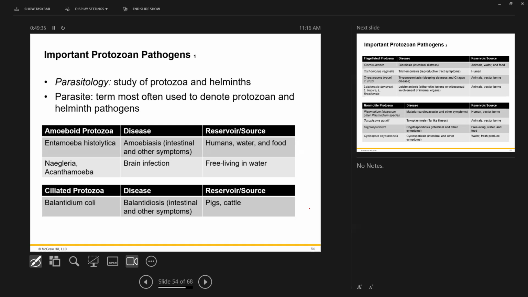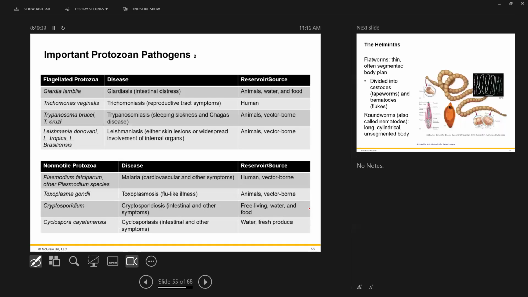So these guys, you do know them. You just didn't know that you know these guys. Brain-eating amoebas fall into this. Giardia, Trichomonas vaginalis, a sexually transmitted disease that is extremely common.